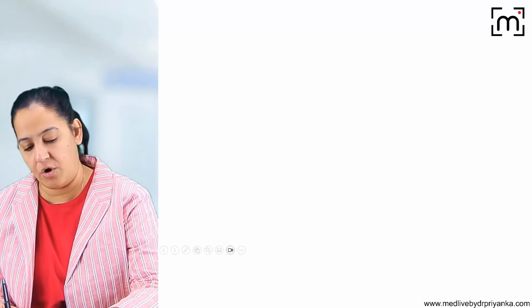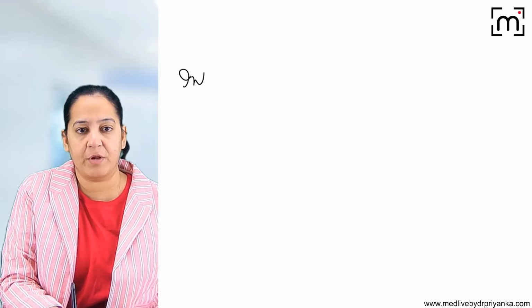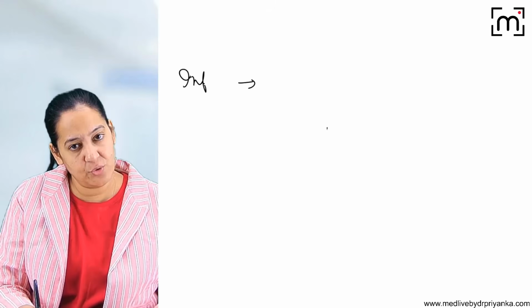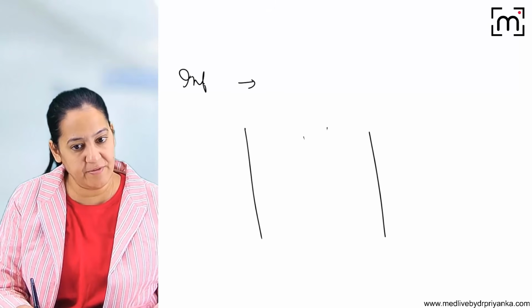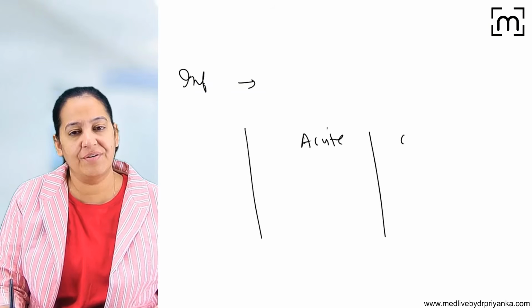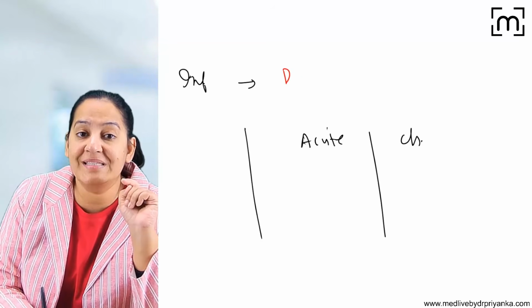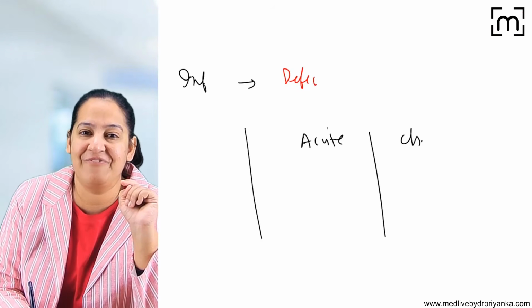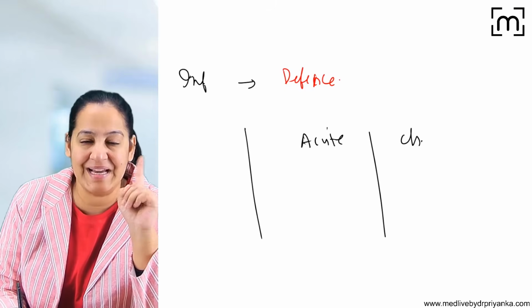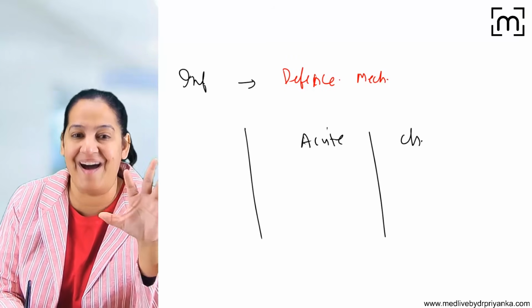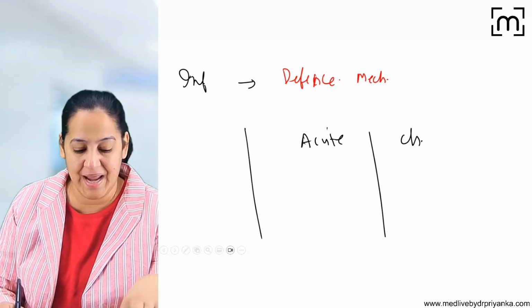So till now, I taught you the definition of inflammation. What is inflammation? And tell me the two types of inflammation. Acute and chronic. So tell me, what is the definition? Inflammation is the body's defense mechanism. So basically, it's the army. And what are the differences between acute and chronic?